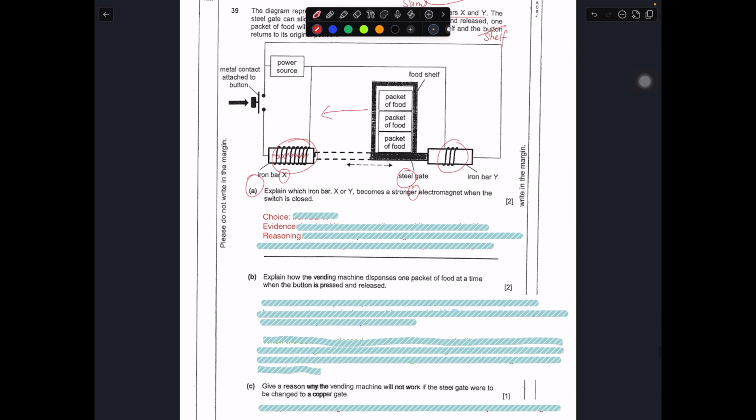This is more for part B. So let us take a look at part A first. The choice will be iron bar X. Iron bar X has more coil. This will be the key idea: more coil around it compared to Y. So more electricity flows through the increased number of wire coil around X, causing X to become a stronger electromagnet.